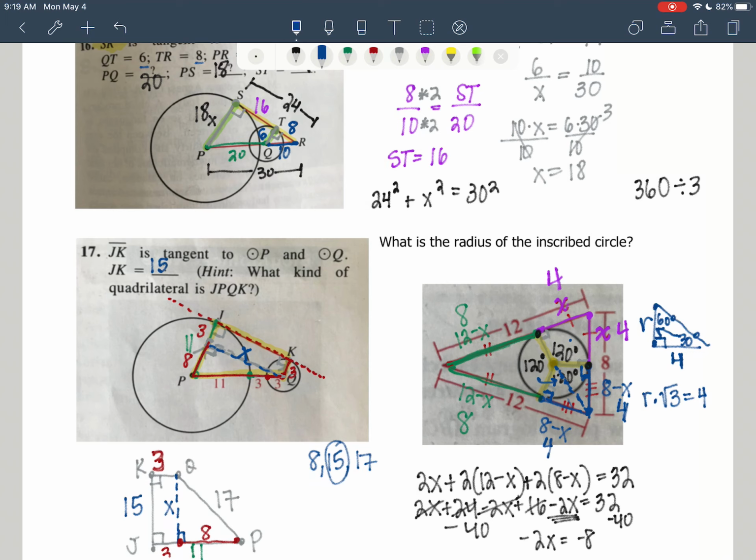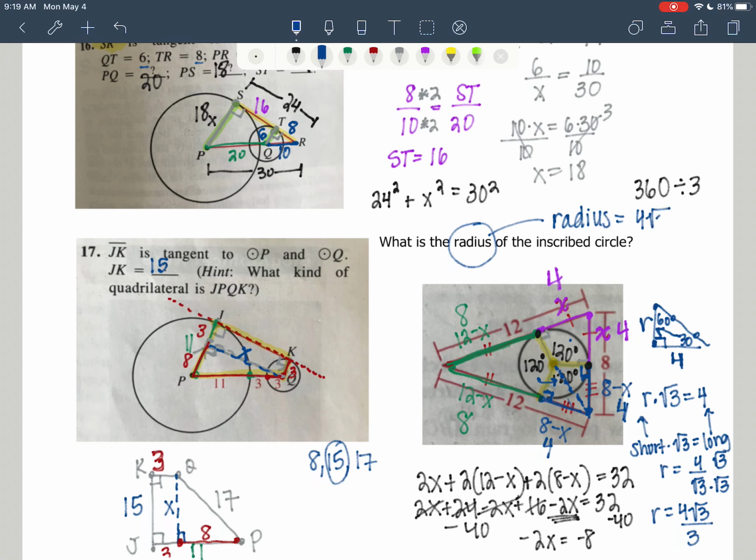Because you take your short leg, which is r, times the square root of 3 equals the long leg, and the long leg is 4. So to solve for r, we're going to divide by the square root of 3, and then we need to rationalize. So the radius is 4 times the square root of 3 over 3.